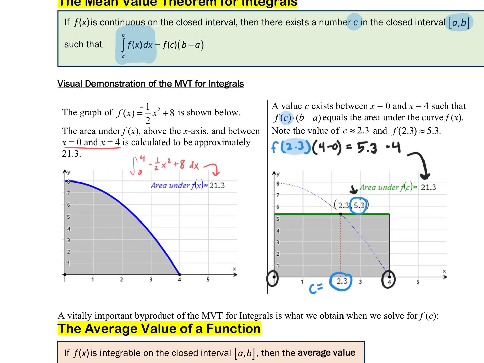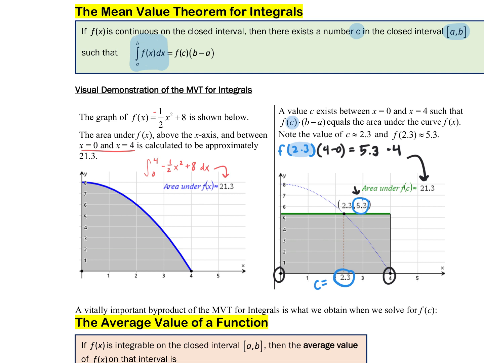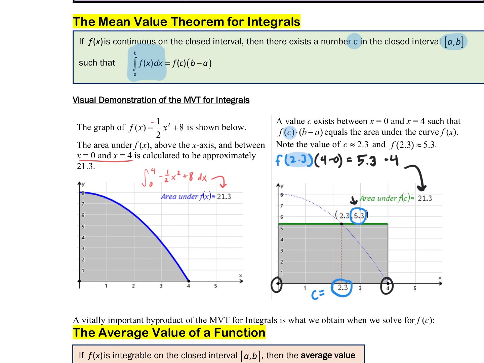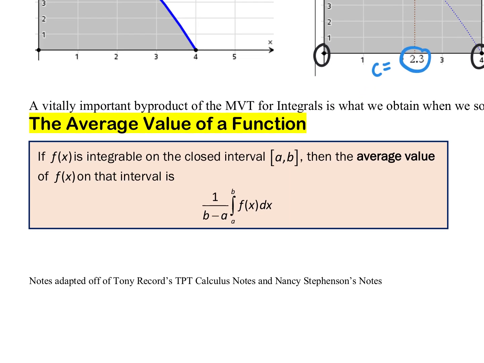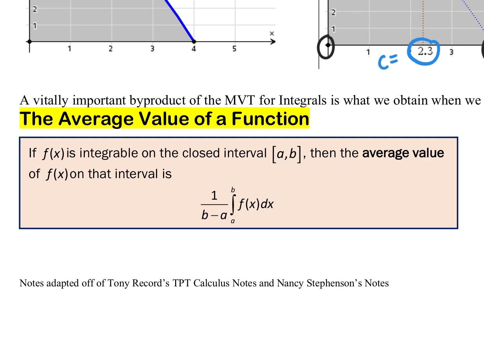So now, if we take this mean value theorem, there's something really important that comes out of it, and that is this thing called the average value of a function. Okay, so really all we're doing from this mean value theorem is we're going to solve for f of c. And if I solve for f of c, how do I get rid of that b minus a in parentheses there? Divide, right? So your formula for average value on the closed interval from a to b is 1 divided by b minus a times that integral.